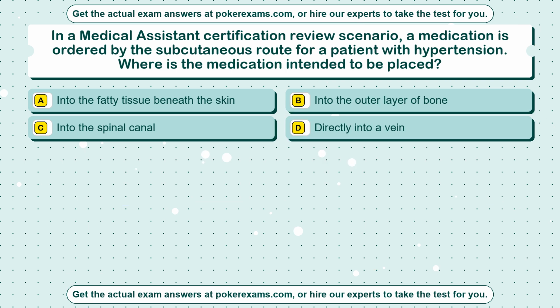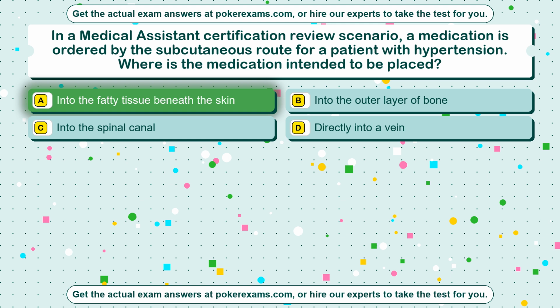Question 42. In a medical assistant certification review scenario, a medication is ordered by the subcutaneous route for a patient with hypertension. Where is the medication intended to be placed? Option A, into the fatty tissue beneath the skin. Option B, into the outer layer of bone. Option C, into the spinal canal. Option D, directly into a vein. The correct answer is option A, into the fatty tissue beneath the skin.